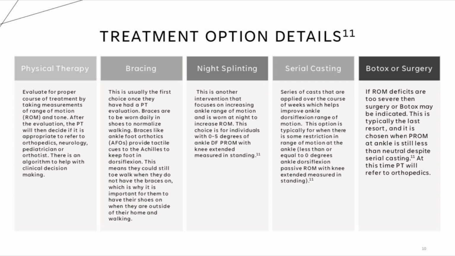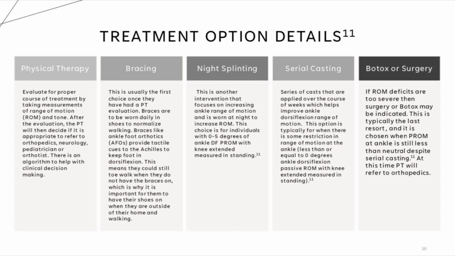Serial casting is an option for the more severe cases where the child is lacking active dorsiflexion, typically less than or equal to 0 degrees. And with this intervention, the child would need to tolerate casting because they'll be recasted every week for the course of 4 to 6 weeks. And each week, the cast would be reapplied to increase their range of motion slowly over time. So this is a more challenging intervention just because the child would have to tolerate being casted.